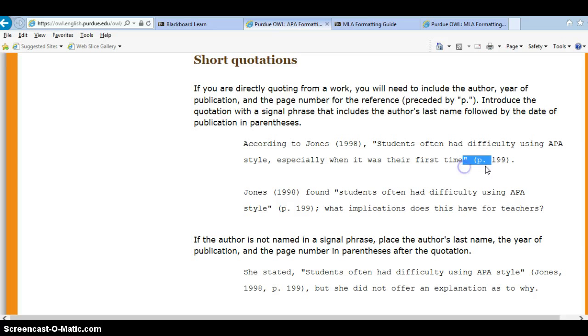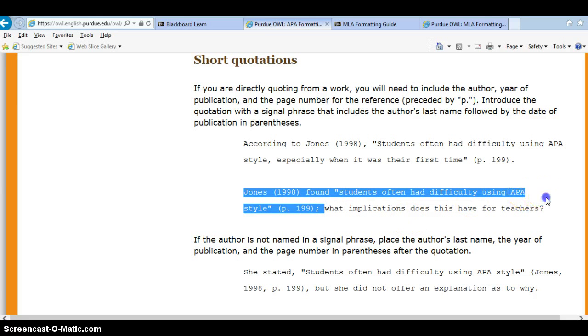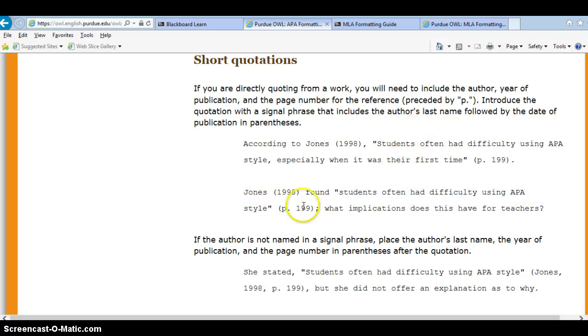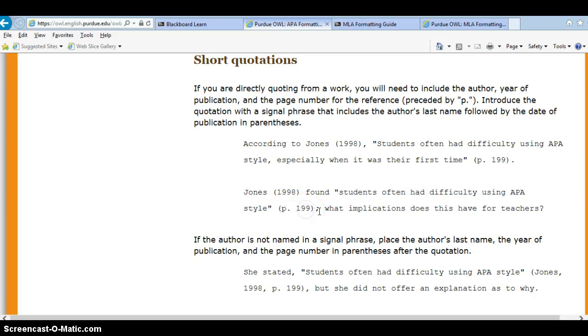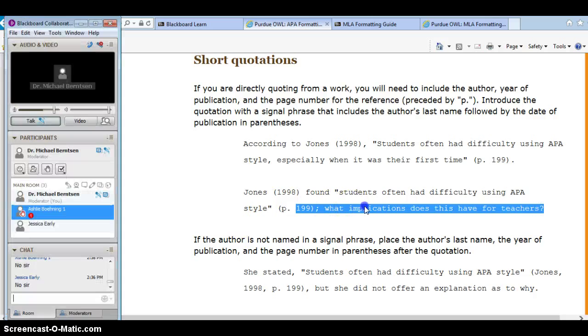And notice how in MLA we don't have the P, right? Now, the issue too with APA, as I said, is that the citation follows the quote. It does not end at the sentence. So wherever the quote ends, that's where the citation ends. So this is a good example. Jones found, and again, Jones, parenthetical date, found "students often had difficulty using APA style," end quote. The second that quote ends, you put in parentheses P period and then the page number. And then, of course, you finish off the sentence, right? Because the sentence doesn't end there, it ends over here. And so that's a very important aspect with APA.